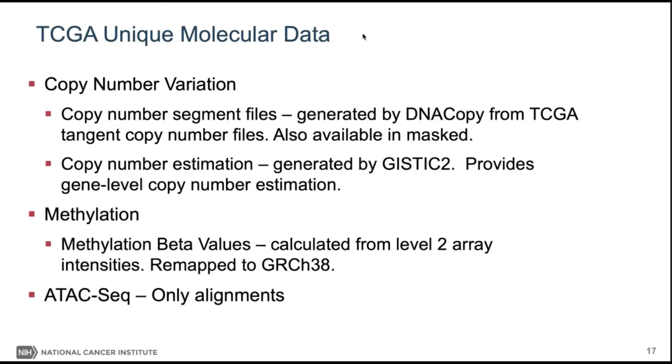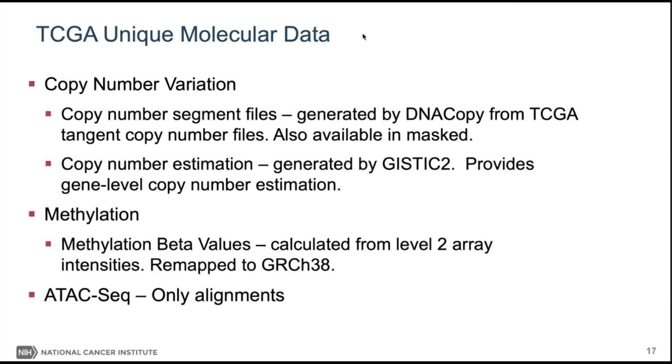But it was processed even more by the GDC using the GRCh38 coordinates. I just want to bring to everyone's attention that it's also available in a masked version that removes areas from the segments that are known to contain germline mutations. The copy number estimation files are a bit more processed. It's generated by the program GISTIC2, and it provides the copy number estimation at a gene level. These files are available at the project level, so there are 33 of them, one for each TCGA project.